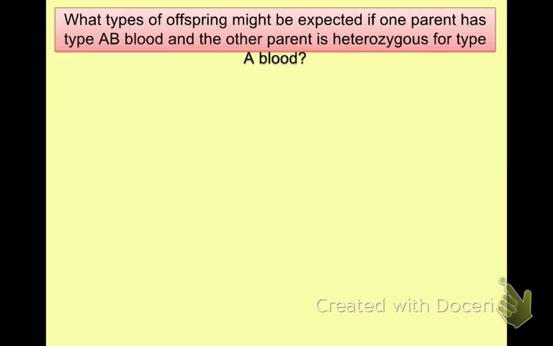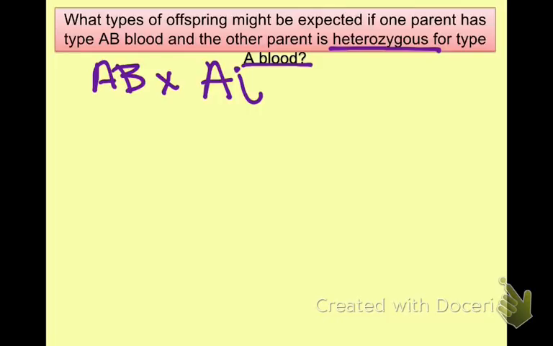So what type of offspring might be expected if one parent has type AB blood and the other parent is heterozygous for A blood? So if they're heterozygous for A blood, what's their genotype? One parent is AB. Okay, so we know we have an AB parent. What's the other parent if they're heterozygous for A? AO, very good. AO or A little i. All right.